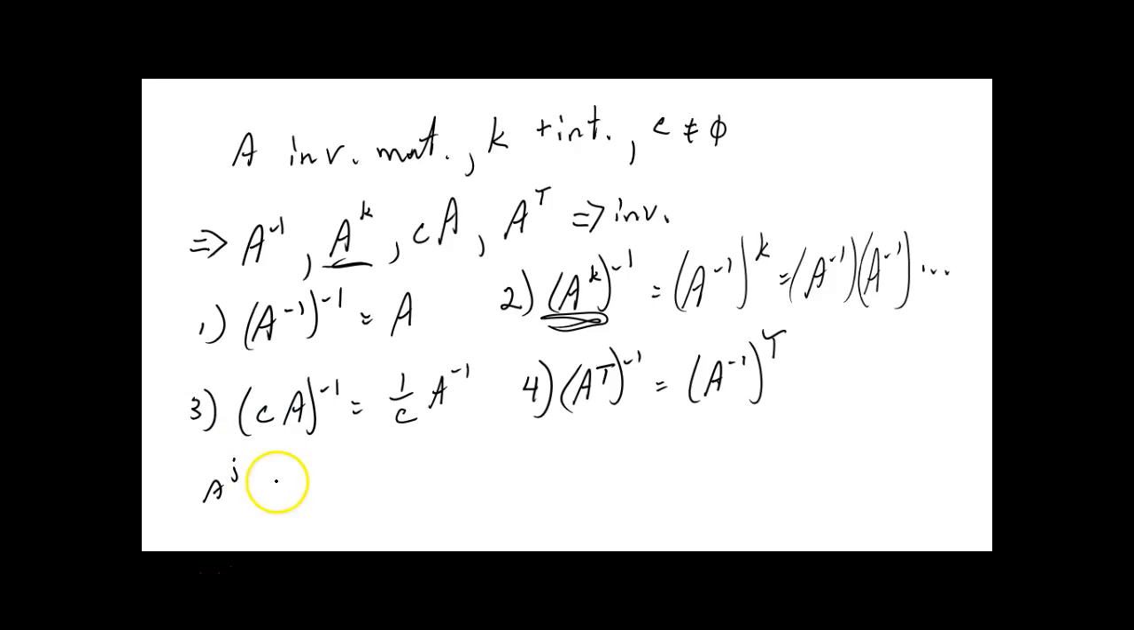A to the j times A to the k, I think we've already shown this before, is equal to A to the j plus k. You can treat it just like they were exponents, okay? And A to the j raised to the k is A to the j times k. Treat it just like it is an exponent, okay? For any integers, j and k.